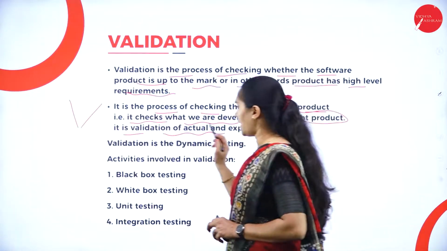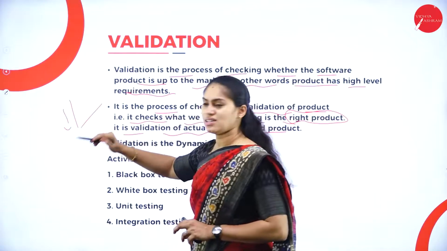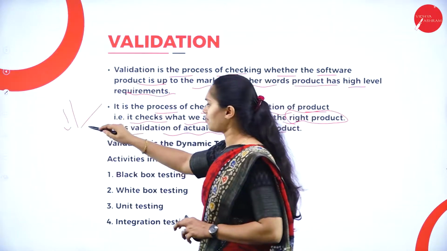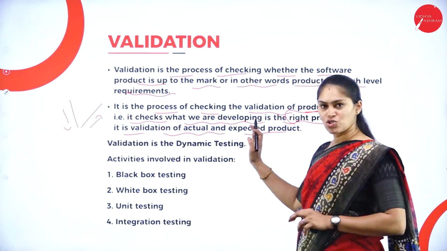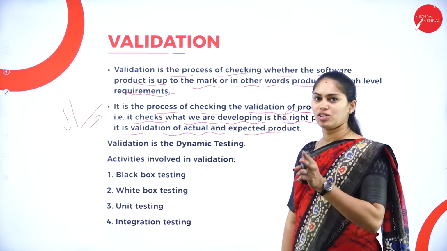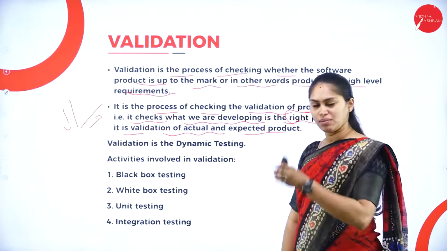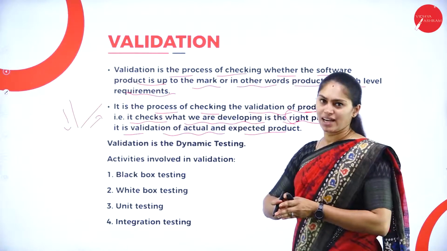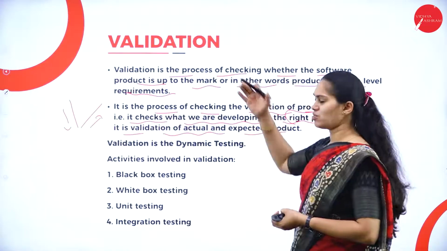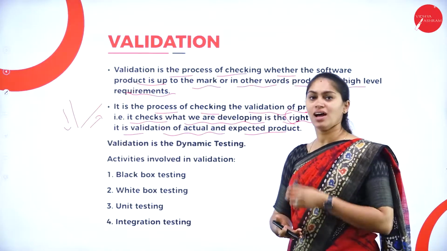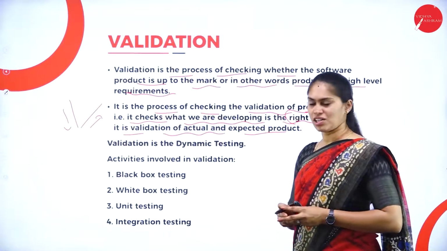So in the expected product, they are going to give you a certain number of requirements. In the validation, we have the actual product. Both the actual as well as the expected model are going to be compared together. It will be verified as well as validated. So if both get matched, then we can say that the development team has given an efficient as well as effective model.